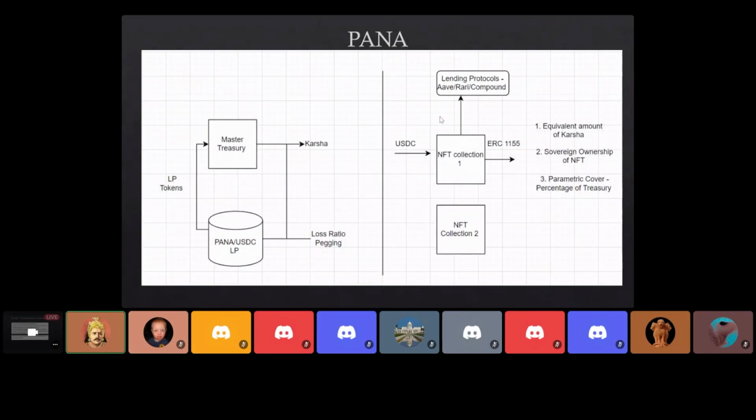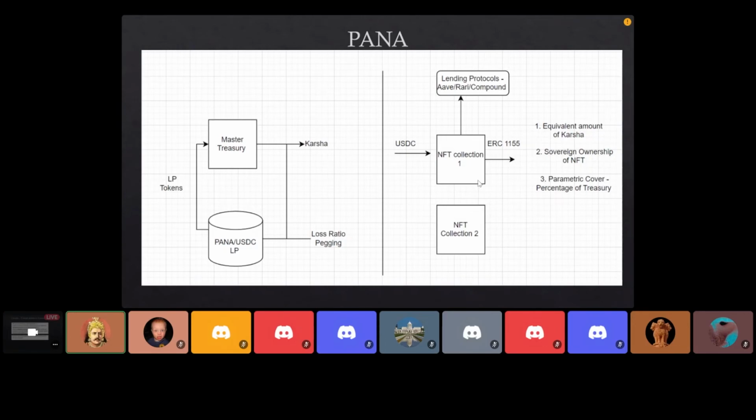If you come to the assurance NFT section, you can see that there will be different NFT collections. For example, NFT collection one can be Mumbai floods, or NFT collection two can be for Chennai floods or an earthquake somewhere in some part of the world. So there can be multiple NFT collections like this, and all these NFT collections are separate treasuries on their own, which we call disaggregated treasuries.